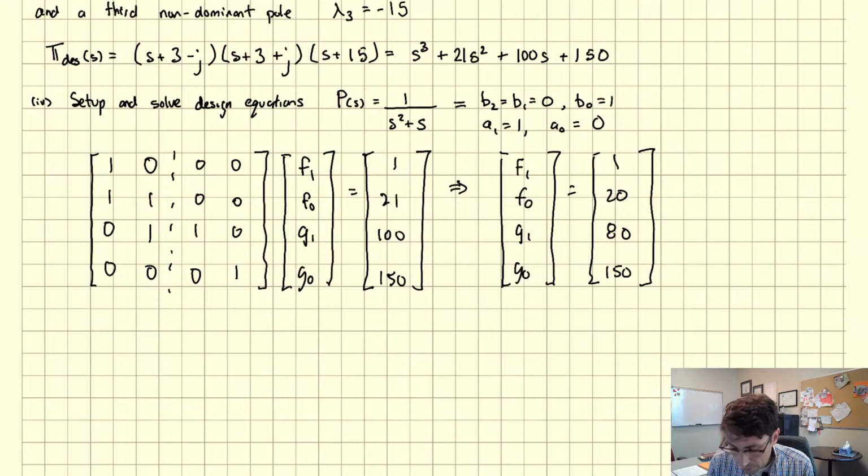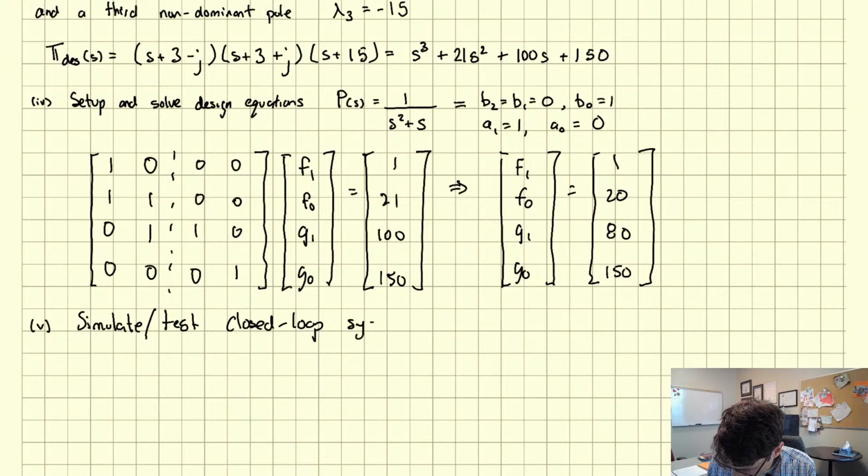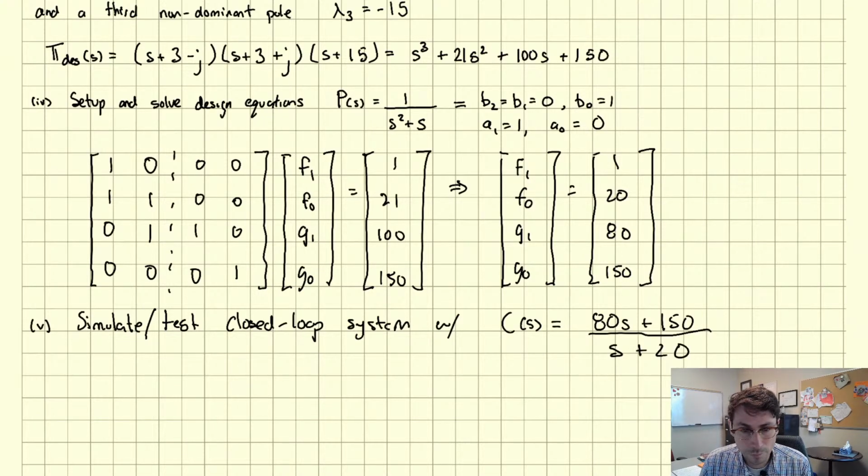Okay. So at this point, as I said in that remark, your closed loop system will have the poles that you want, but you still want to simulate it, check the Bode plots, do all that stuff. So step 5, simulate/test the closed loop system with the controller that we just generated, which is this guy here, right? The gains we just computed.